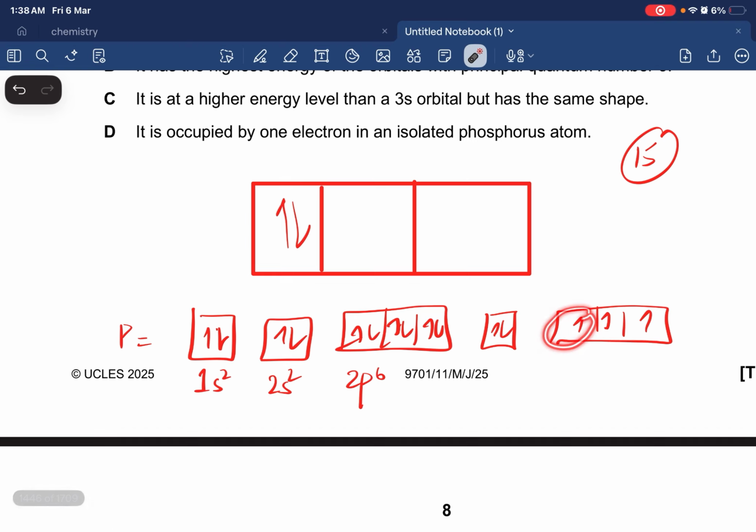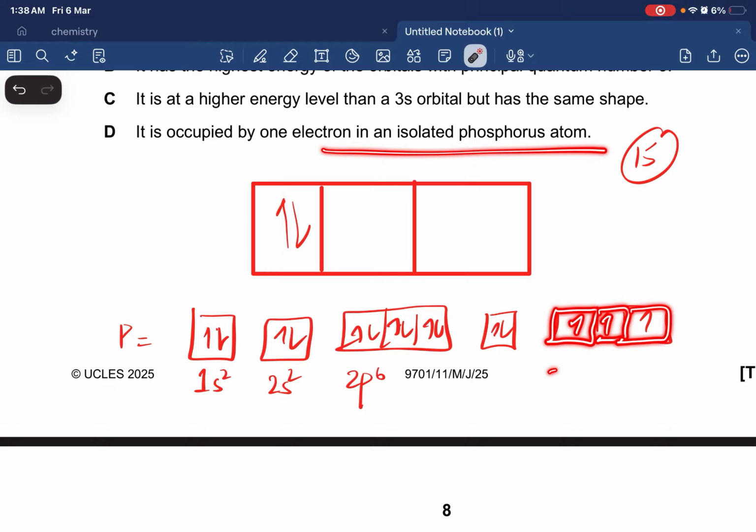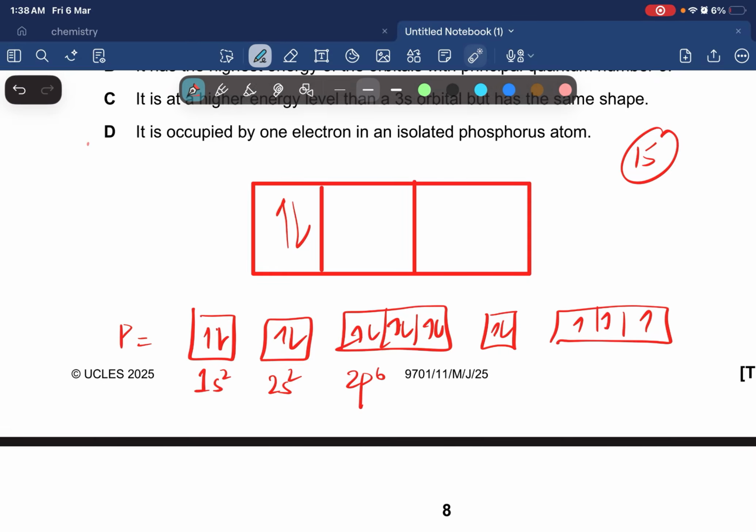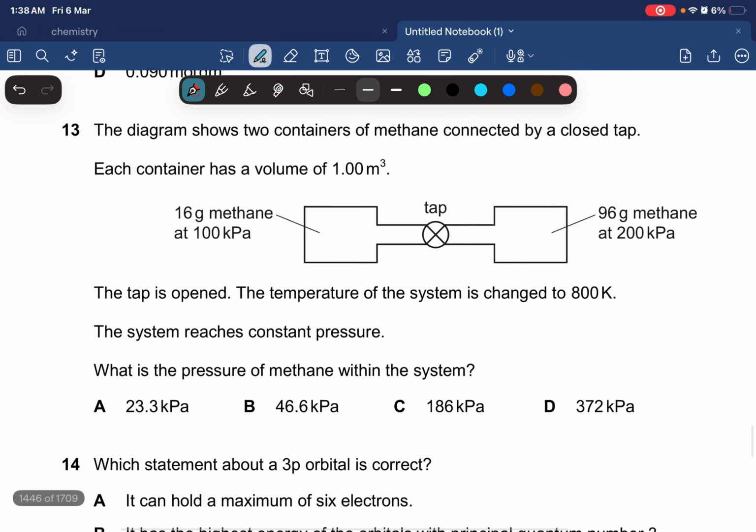It is occupied by one electron in an isolated phosphorus atom. Look, this is a 3p orbital, occupied by just one electron. This is a 3p orbital occupied by one electron. So there are three 3p orbitals, all occupied by just one electron. You can see it for yourself: 2p6, 3s2, and then this is 3p3. Okay, so that's the thing over here.